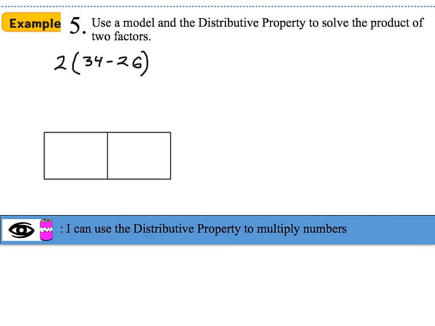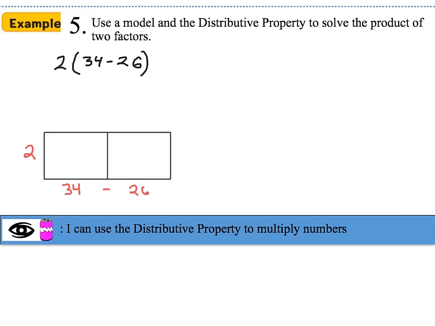So because this problem has parentheses, I'm going to assume that these numbers go outside of my model. So the 2 goes on this side. This side is worth 34, and this side is worth 26. But notice this is a subtraction problem. So let's go ahead and write a minus sign right between them.